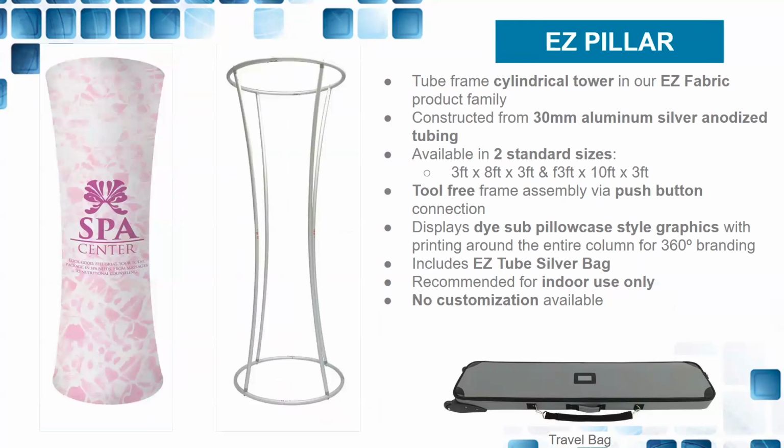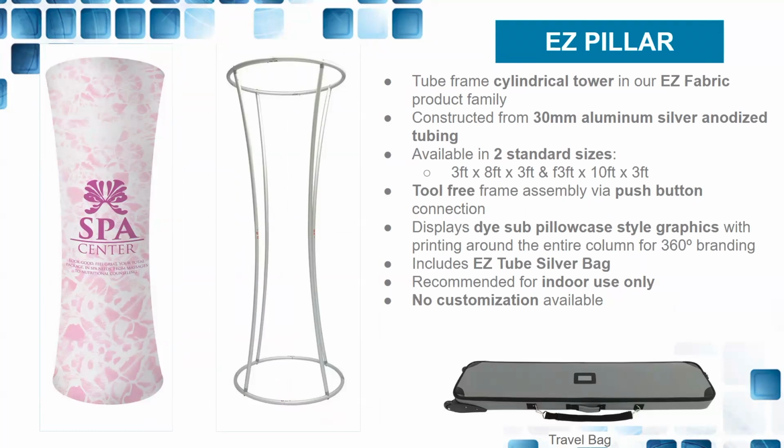This one is an extremely popular product because of the shape and because of the view and the aesthetics that it offers. That is the Easy Pillar. It is also made out of the 30 millimeter aluminum silver anodized tubing, two standard sizes, 3x8x3 and also 3x10x3, just like the previous model you just saw.